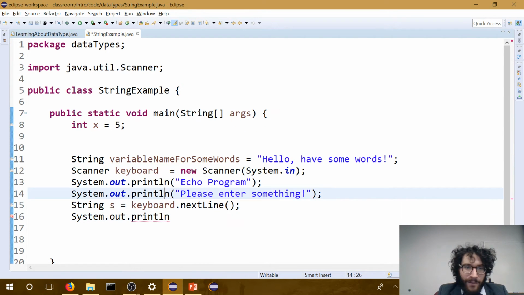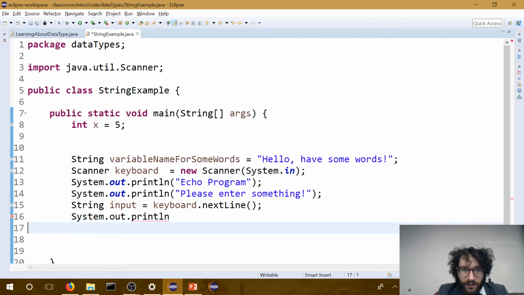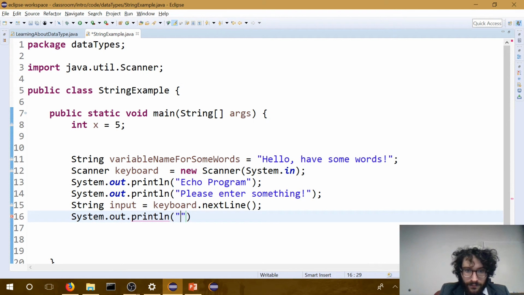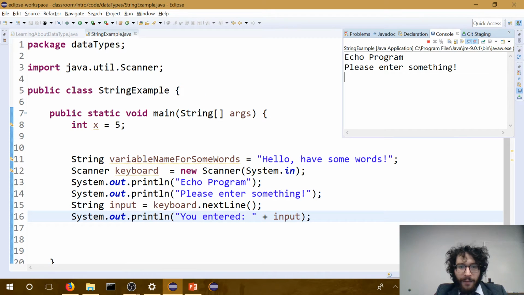System.out.println. And let's give this a better name than s, right? Input. You entered input. And so we don't want to just put input over here because it would literally print out input, right? Instead, we want to say glue this string together with whatever's stored in input. So let's run our echo program. Echo program. Please enter something.